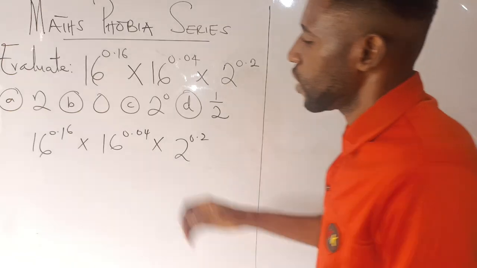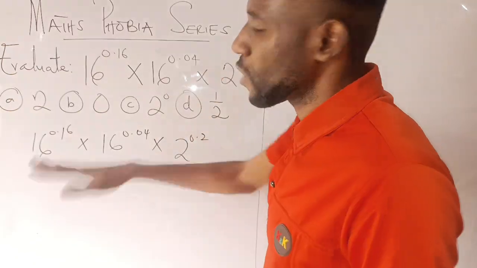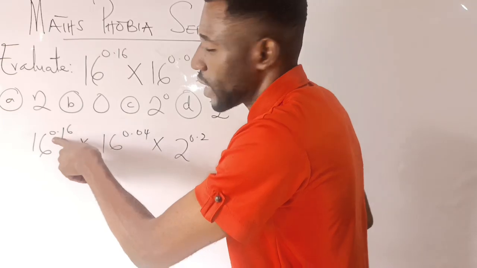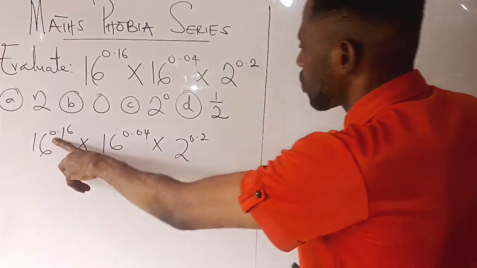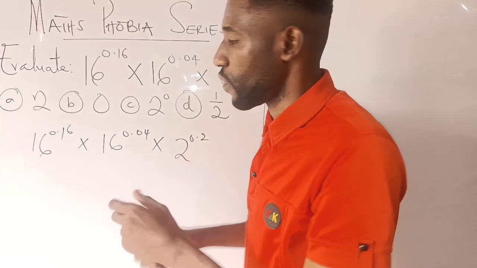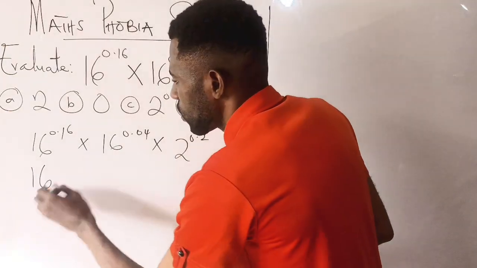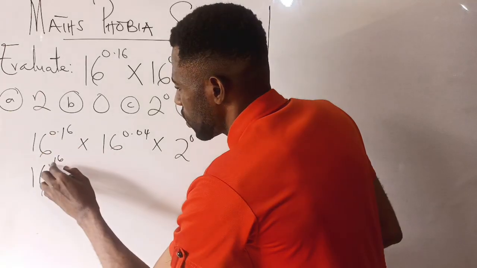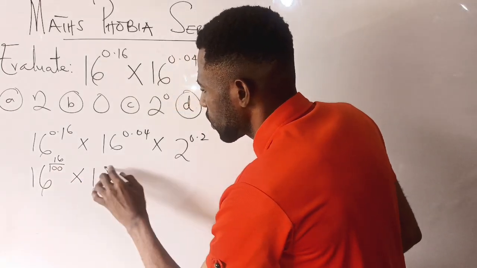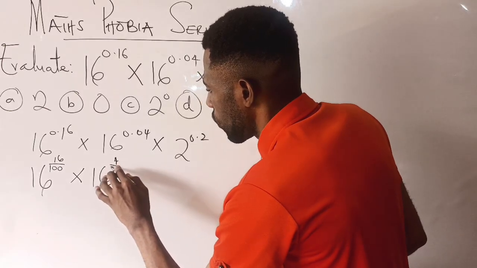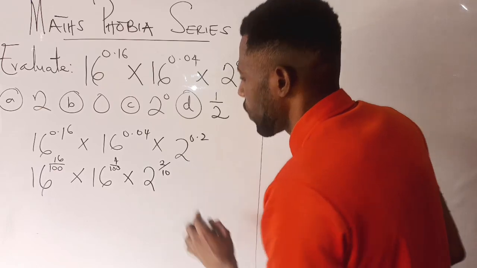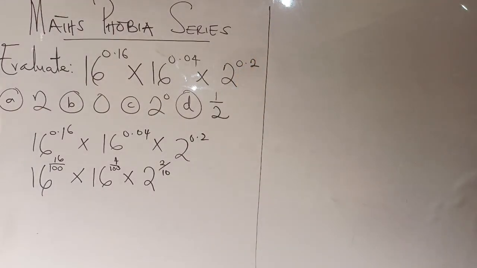Very simple. The first thing we need to do is make all the numbers the same, by reducing these decimals to fractions. Reduce 0.16 to a fraction, reduce 0.04 to a fraction, reduce 0.2 to a fraction. So we have 16 raised to 16 over 100, since there are two numbers after the decimal, times 16 raised to 4 over 100, and then times 2 raised to 2 over 10, because we have just one number after the point.